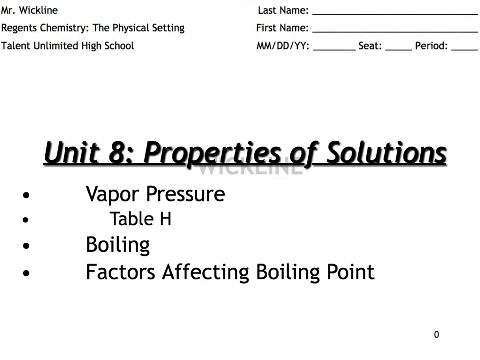Hello all, in this lecture we're going to be studying vapor pressure, so you'll need table H. Hopefully you can get a copy of that out so that you can follow along as we're working. And I'll discuss boiling, including the real reason why boiling occurs. And that'll lead us into a discussion about what can affect boiling point. There are several factors that scientists can manipulate to make boiling happen faster, slower, etc.